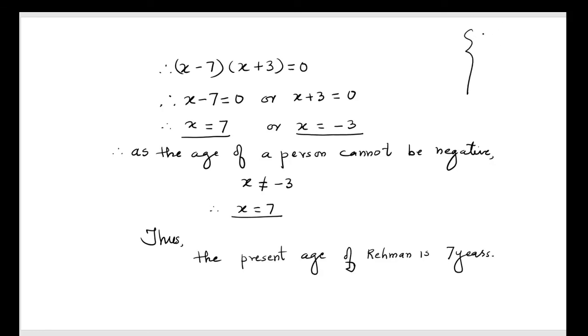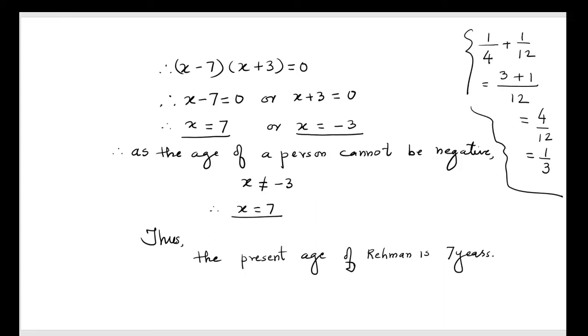3 years ago, Rahman's age will become 1 upon 4, and 5 years since, Rahman's age will become 1 upon 12. LCM of 4 and 12 is 12. If we divide 12 by 4, we get 3. So 3 ones is 3. 12 divided by 12 is 1. So 1 ones is 1. So this will be equal to 4 upon 12. 4 upon 12 is 1 upon 3. We have got the correct answer.